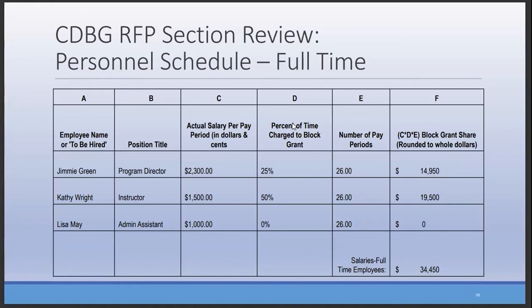Here's an example of the top portion of a full-time personnel schedule. It indicates the staff's name and title, their actual salary per pay period, the percent charged to CDBG, and the total amount charged to CDBG by multiplying the actual salary times the percent charged times the number of pay periods. Because staff from the personnel description carries over to the personnel schedules, you may also have staff like Lisa May, who helps administer the program, but her salary is not being charged to the grant.